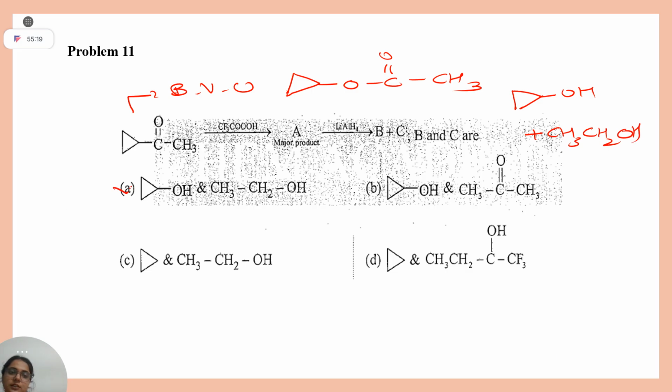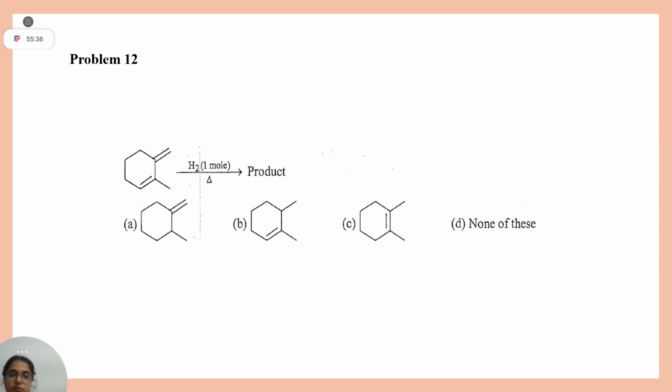The correct answer is option number A. Is this problem clear to you? Mechanism wise, I have explained the mechanism of both Baeyer-Villiger oxidation as well as LiAlH4 reduction. Okay, now comes this question.